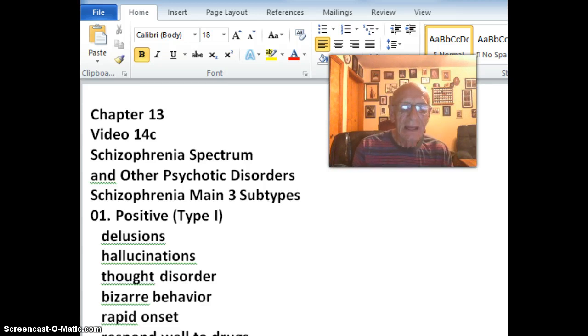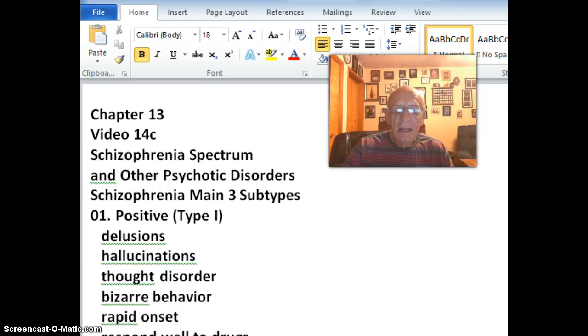When we're talking about schizophrenia, we're talking about subtypes, and we have two types: positive type 1 and negative type 2. So when you're discussing schizophrenia with someone, you want to clarify: are we talking about positive type 1 or negative type 2?